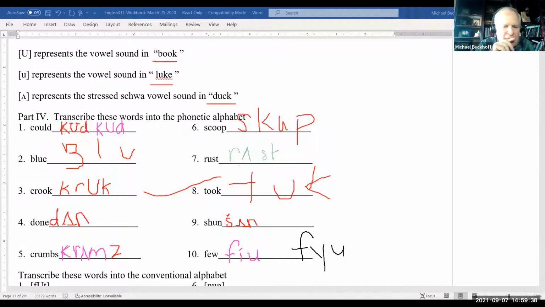I think we got it. Jeff, everything's looking pretty good here. Could, blue, crook, done, crumbs, scoop, rust, took, as in book. We have shun, few. Okay, any questions on those? All right, well, let's keep going.